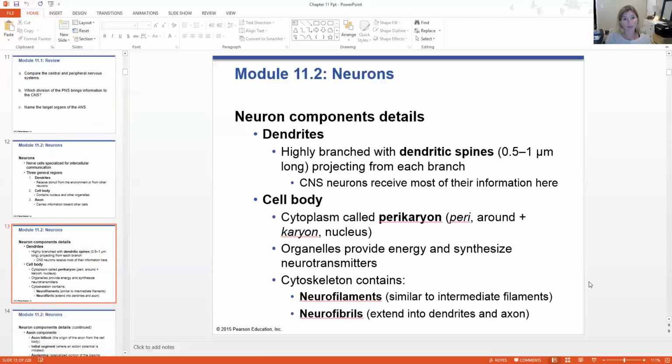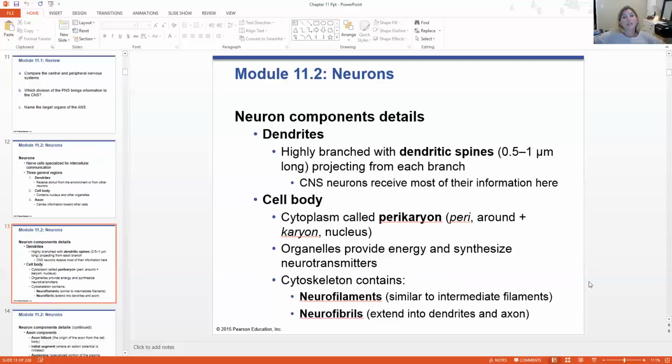The components of the neuron also include those dendrites. The dendrites are very highly specific. They're branched and they're receiving the information from all over the place. And when I say they're specific, I mean they can be shaped differently depending on which type of neuron we're talking about. We'll get to that in a second.